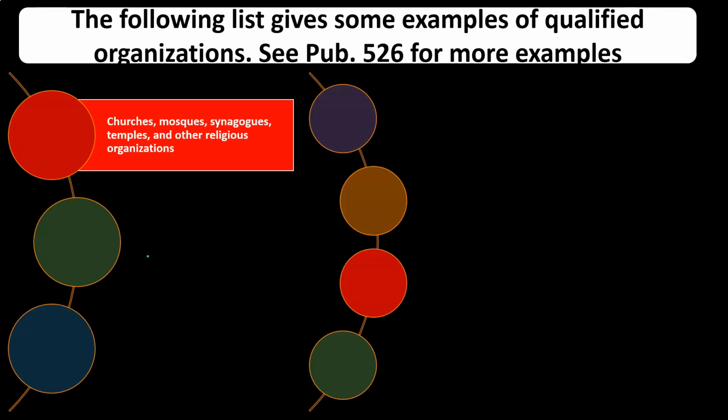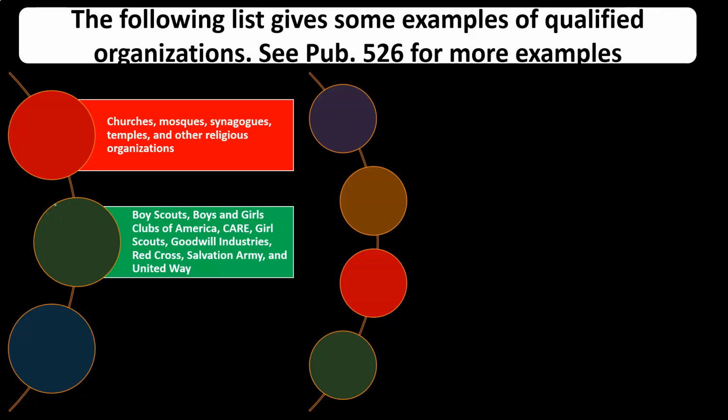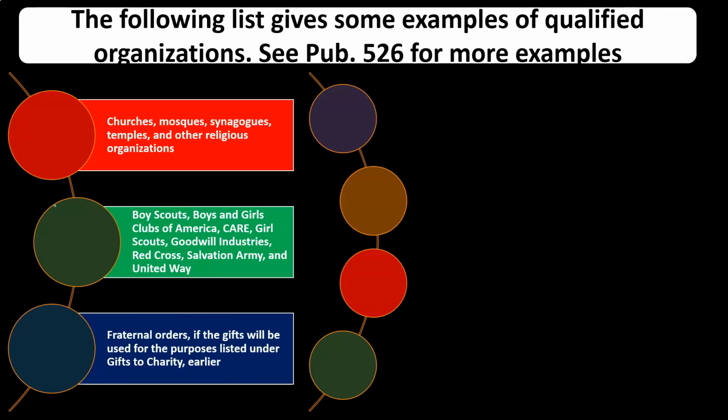You could see Publication 526 for more examples. So these are examples of organizations where typically if you give money to them, they will be a qualified charity and therefore possibly deductible on the taxes. So that would include churches, mosques, synagogues, temples, and other religious organizations, Boy Scouts, Boys and Girls Clubs of America, CARE, C-A-R-E, Girl Scouts, Goodwill Industries, Red Cross, Salvation Army, United Way, fraternal orders if the gifts will be used for the purpose listed under gifts to charity earlier.